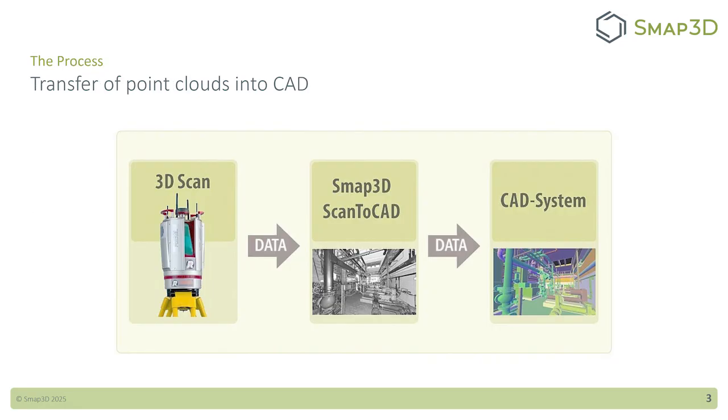The process of ScanToCAD is simple. Using a 3D laser scanner, a building or an object is scanned. The resulting point clouds are loaded into Smap3D ScanToCAD. From there, selected geometries are reconstructed and exported to 3D CAD as feature-based geometries.